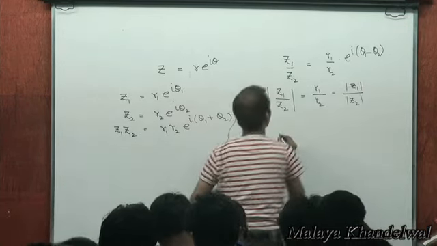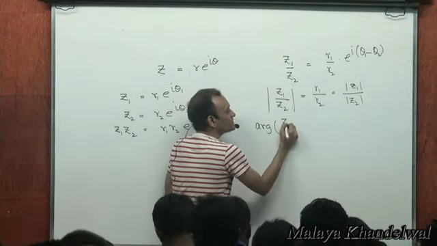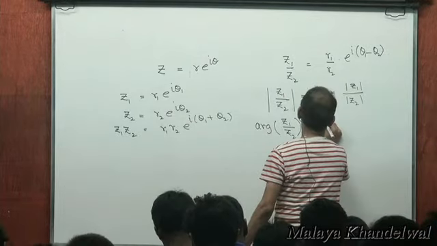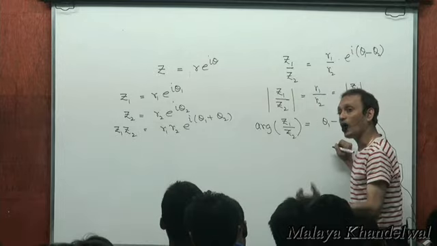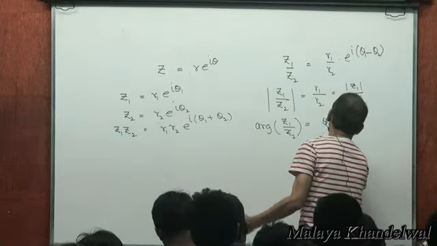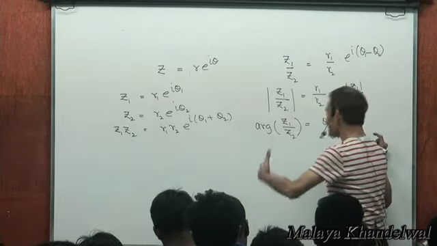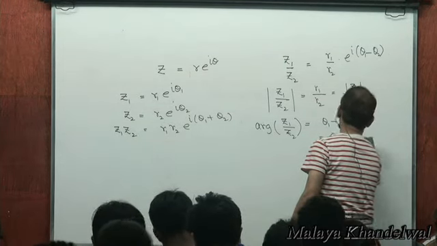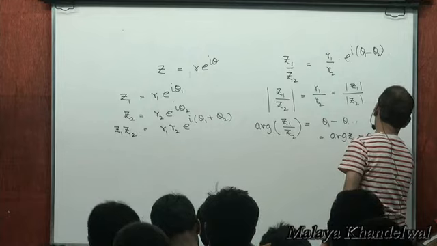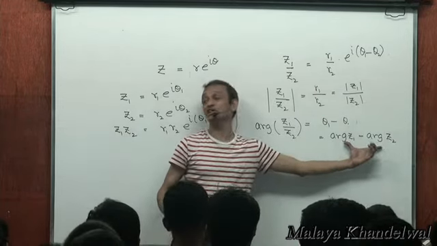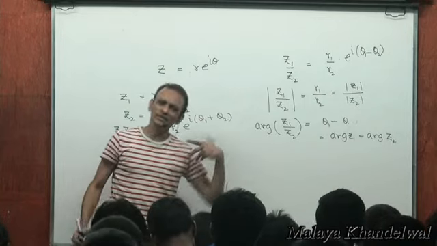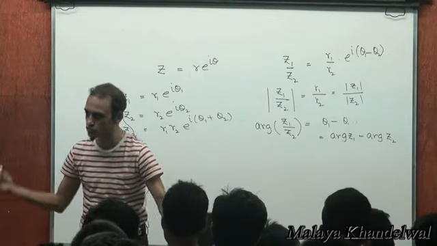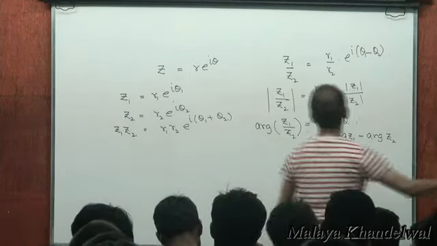Right? Similarly, the argument of z1 by z2 is what? Theta 1 minus theta 2. But what is theta 1? Argument z1. Right. Log A by B is log A minus log B. So, similar behavior: argument z1 minus argument z2. Even though this may not necessarily be the principal value of the argument, given any one of the values of the argument, you can reduce it to an interval that belongs to minus pi to pi suitably. Okay.